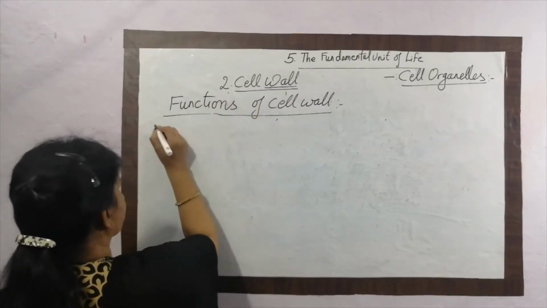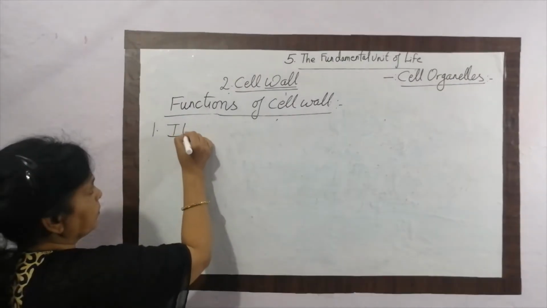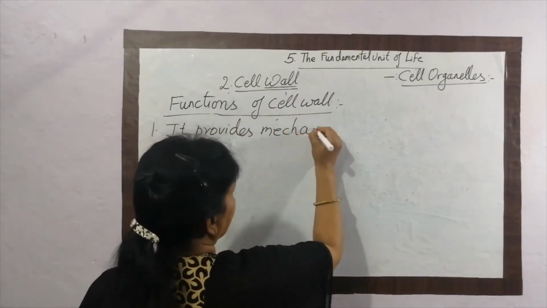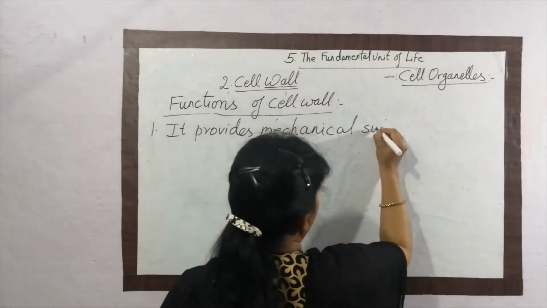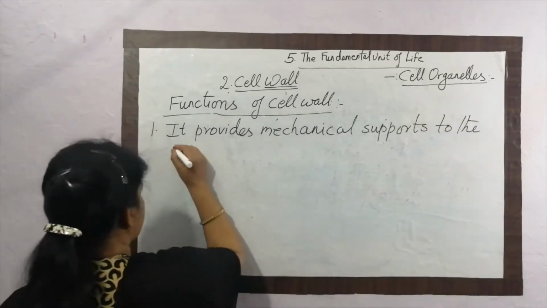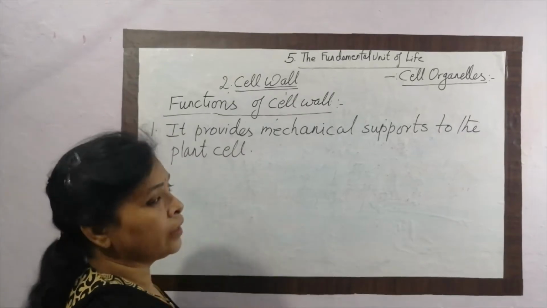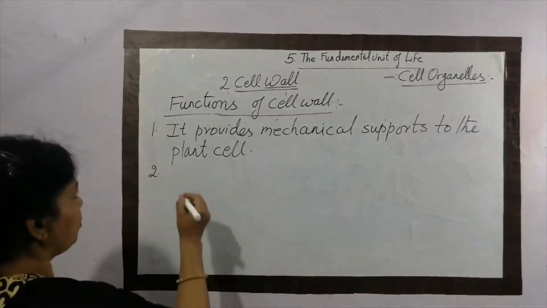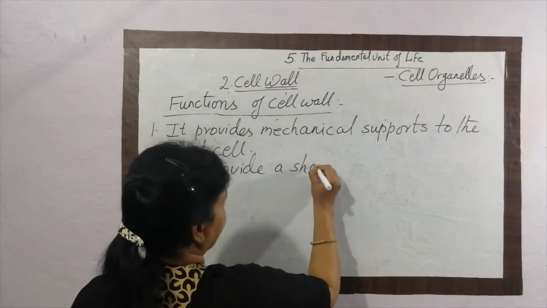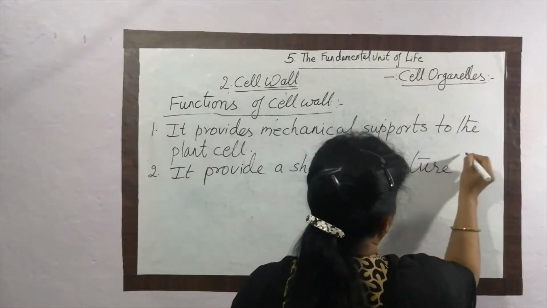Functions of cell wall. What are the functions of the cell wall? As we studied in the definition, it provides mechanical support. It provides mechanical support to the plant. It gives mechanical support to the plant cell. That is the important role of the cell wall. Second, it provides a structure and shape to the plant cell.